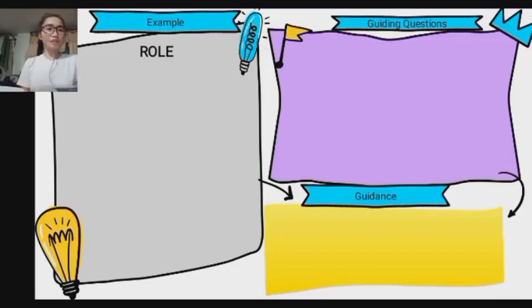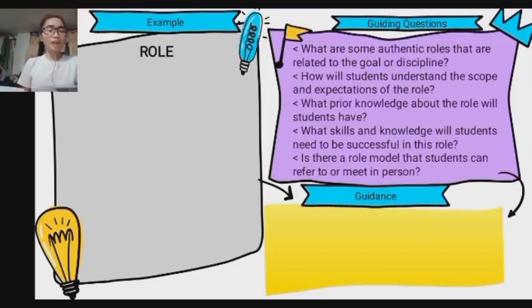Okay, so the guiding questions in crafting a role are the following. What are some authentic roles that are related to the goal or discipline? Next, how will students understand the scope and expectations of the role? It is very necessary that the students know the scope that is expected of them to portray in the role. Next, what prior knowledge about the role will students have? And what skills and knowledge will students need to be successful in this role? And lastly, is there a role model that students can refer to or meet in person?